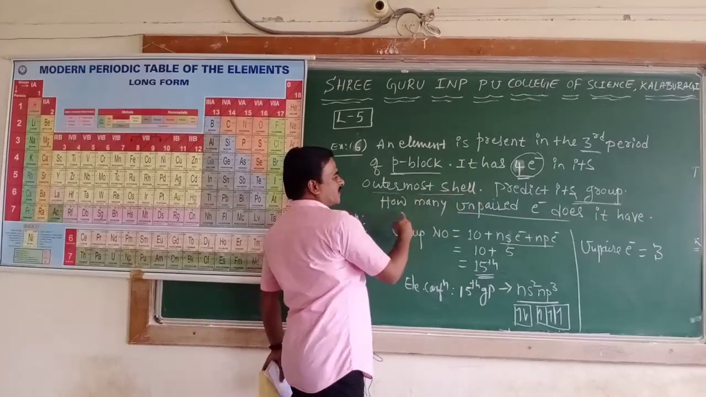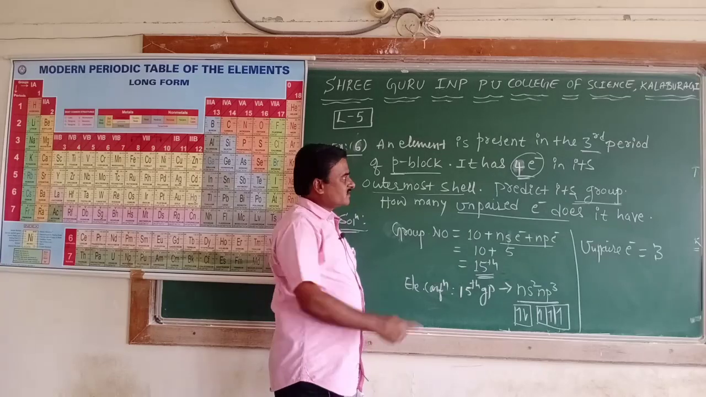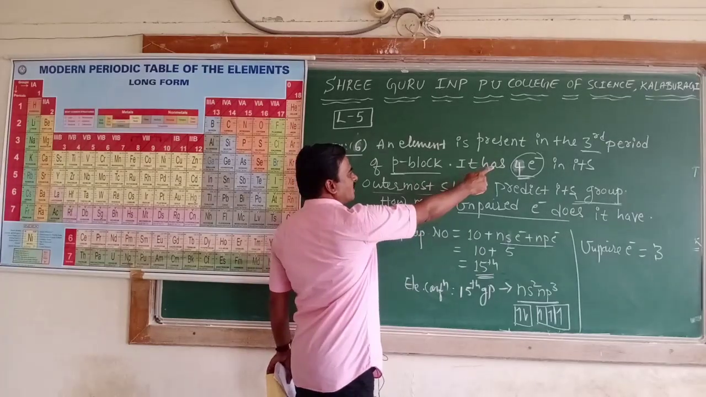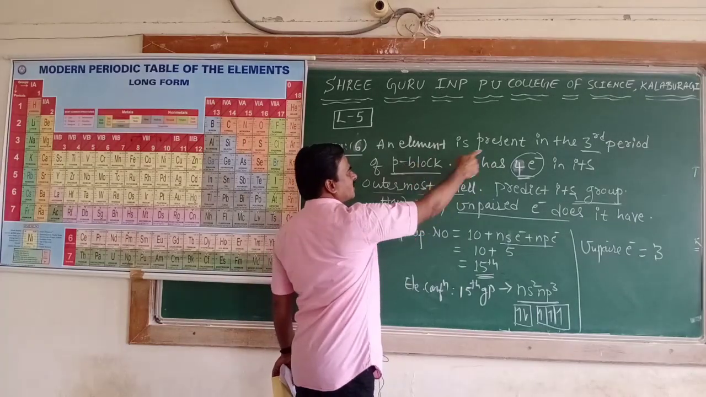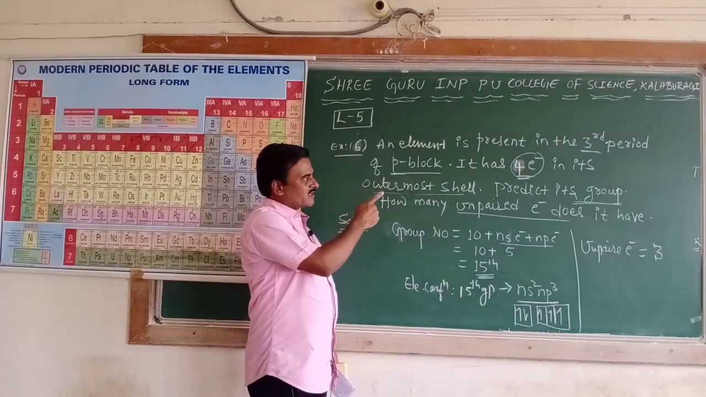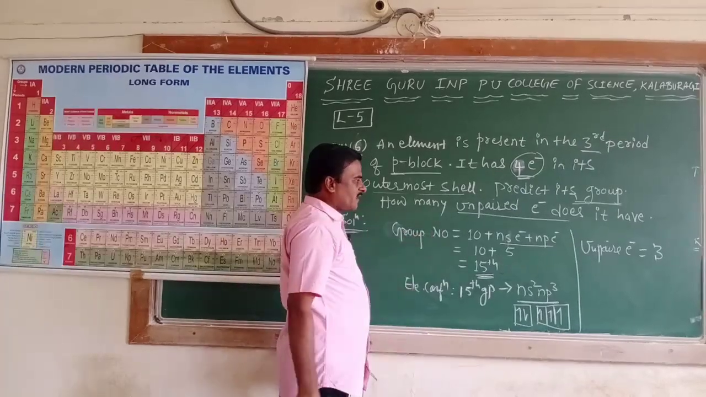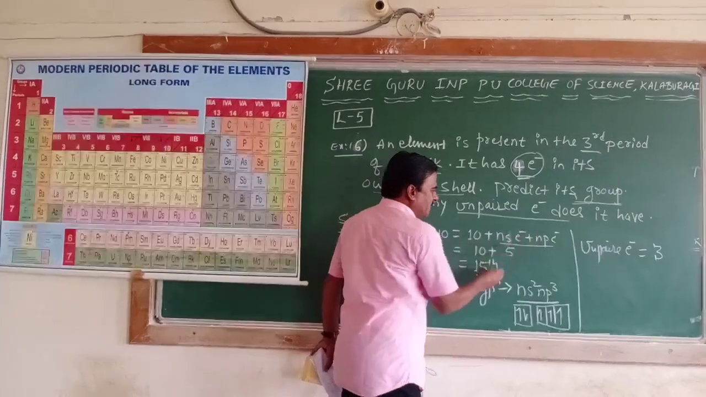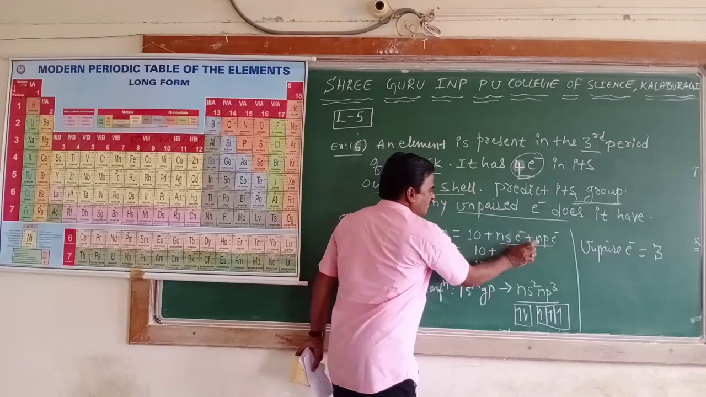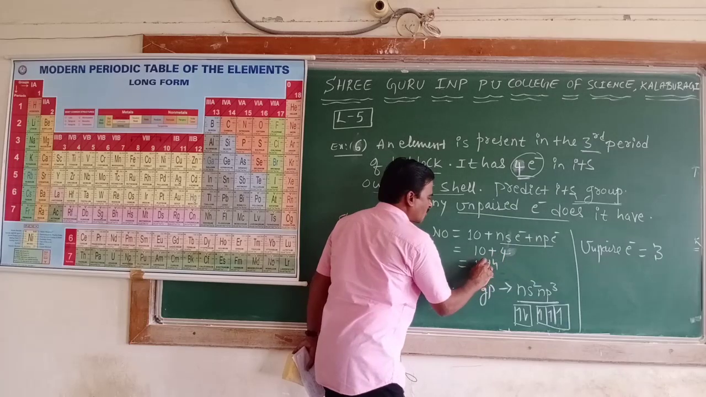Predict the group number and also find out the number of unpaired electrons in the element with 4 valence electrons belonging to the P block, that too in the third period. Problem same, 5 valence electrons replaced by 4. Let's solve this. Group number is 10 plus ns plus np electrons. So total how many electrons? 4. So that belongs to the 14th group.